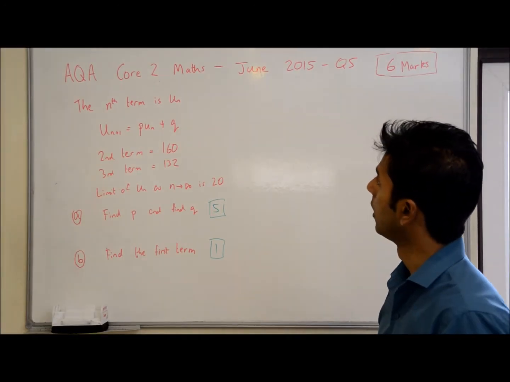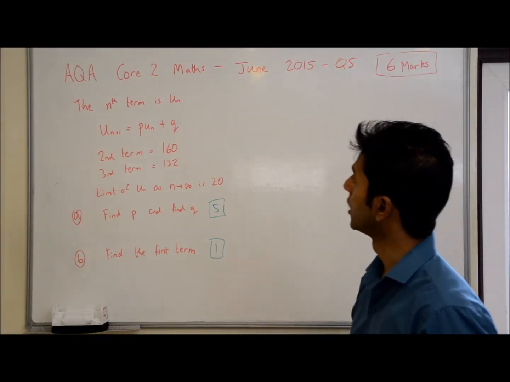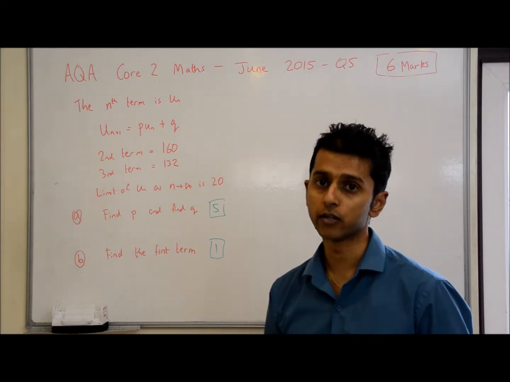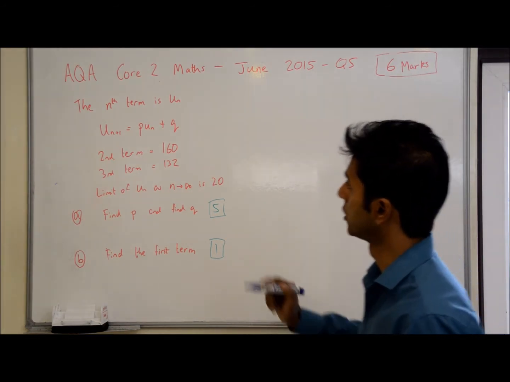To Math and R. We're going to be looking at question 5 of the AQA Core 2 Maths from June 2015. So this is a question on sequences.